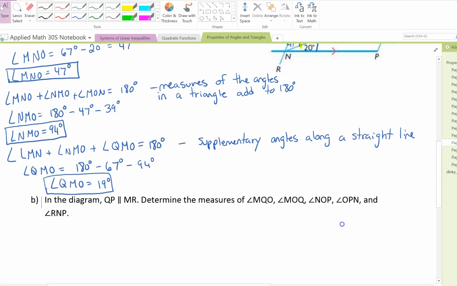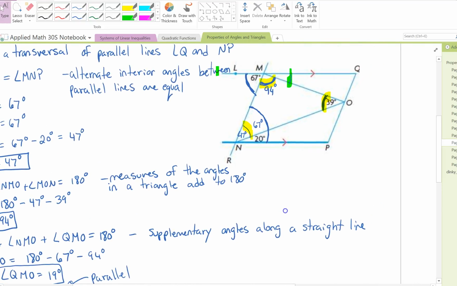In part B, it says in the diagram, QP is parallel, the symbol means parallel, to MR. So let's look at that. QP, they're saying, is now parallel to MR. Okay, knowing that, determine all these other angles.